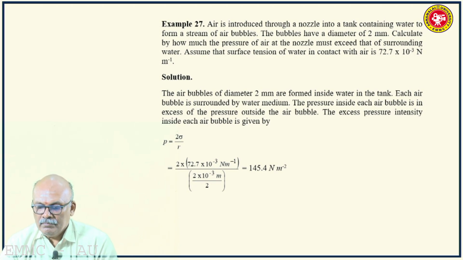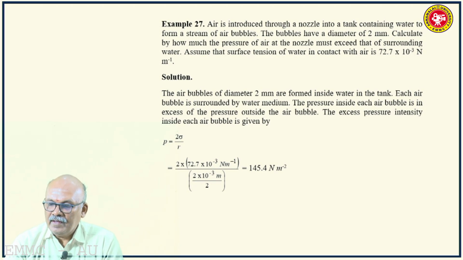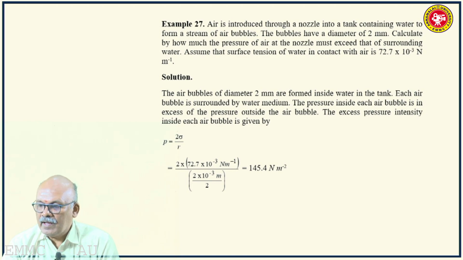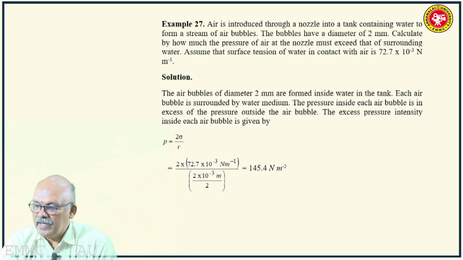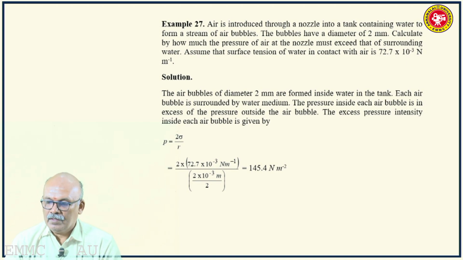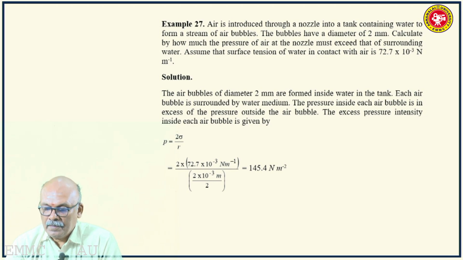This is another problem on surface tension. Air is introduced through a nozzle into a tank containing water to form a stream of air bubbles. The bubbles have a diameter of 2 millimeters. Calculate by how much the pressure of air at the nozzle must exceed that of surrounding water. Assume that the surface tension of water in contact with the air is 72.7 into 10 raised power minus 3 Newton per meter. So I think this can be worked out, right?